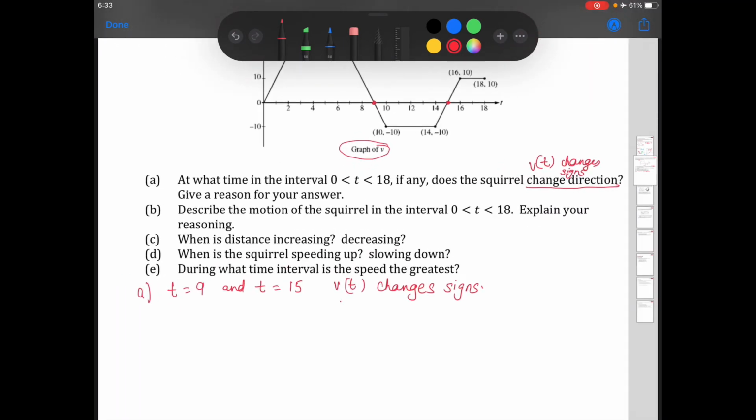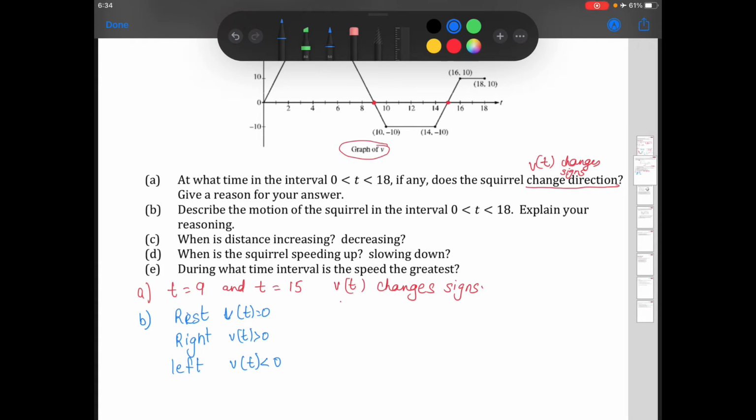Okay. So now part B. Describe the motion of the squirrel in the interval from 0 to 18. Explain your reasoning. Again, motion means what? You're moving to the right, left, or at rest. So let's write that down: rest, right, left. When is it at rest? When my velocity is equal to 0. It's moving right when velocity is greater than 0, and left when velocity is less than 0.